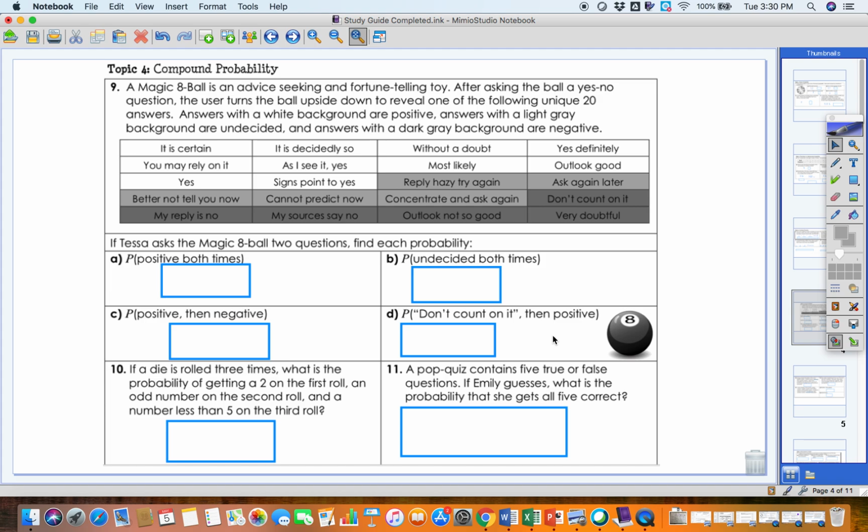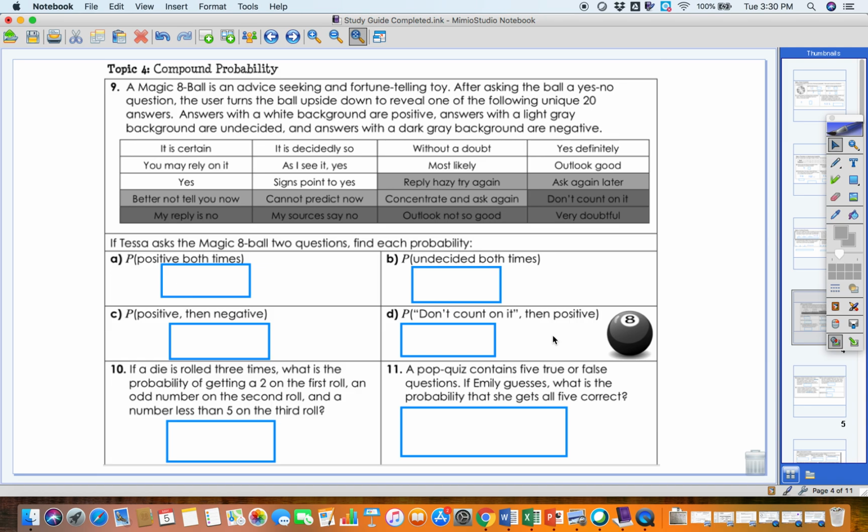So number 9, a magic 8 ball is an advice-seeking and fortune-telling toy. After asking the ball a yes or no question, the user turns the ball upside down to reveal one of the following unique 20 answers. Answers with a white background are positive, answers with a light gray background are undecided, and answers with a dark gray background are negative. And they put the outcomes here in a chart for you.